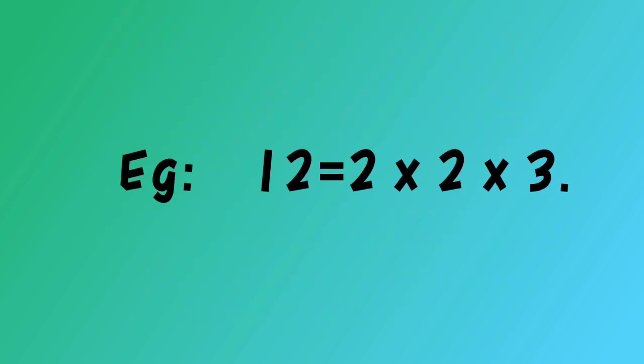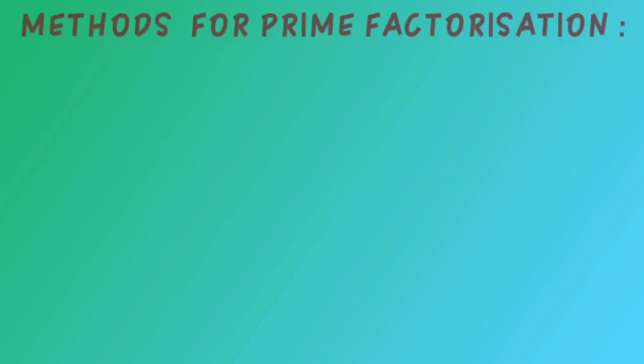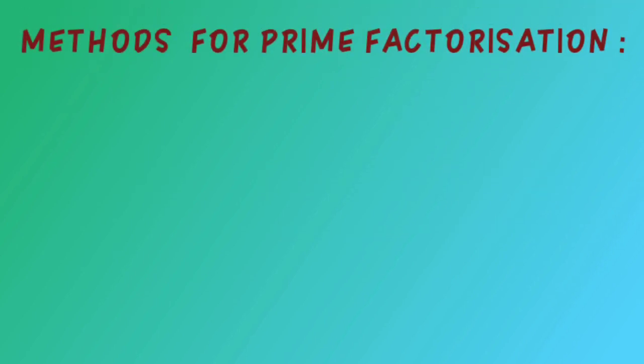For example, 12 can be written as 2 into 2 into 3. Here 2 and 3 are prime numbers, so this is the prime factorization of 12. Now let's see the methods to carry out prime factorization. The first method is the tree method. Now let's take an example.